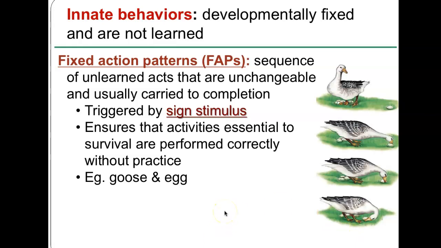So this would be an example of innate behavior. It's something that an animal is going to do to completion no matter what, and it's just going to ensure survival activities. Another example of a fixed action pattern is when you see your dog looking for somewhere to sit, and your dog's going to sniff around, and then they're going to spin around in a circle, around and around and around, and then they're going to sit down.